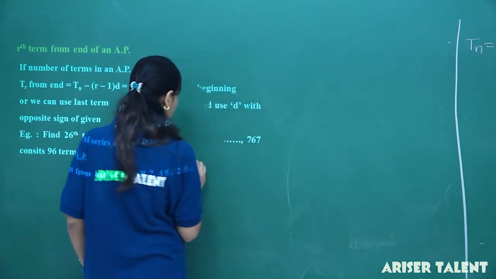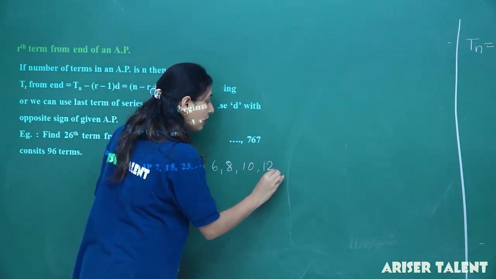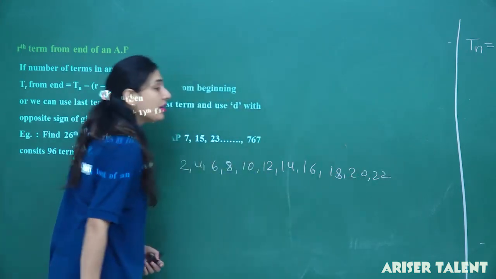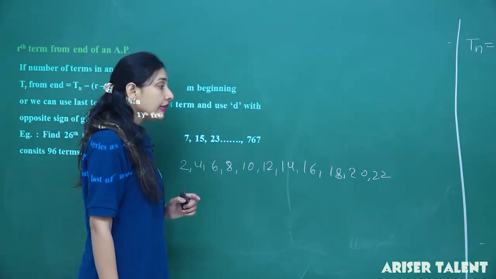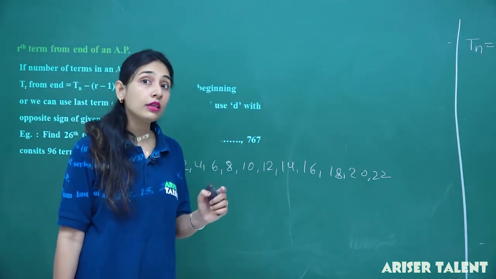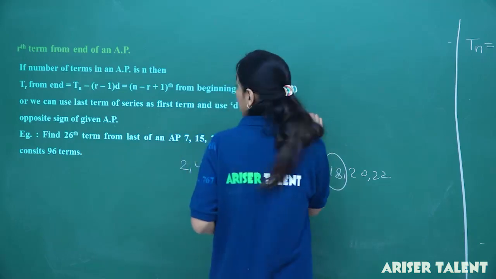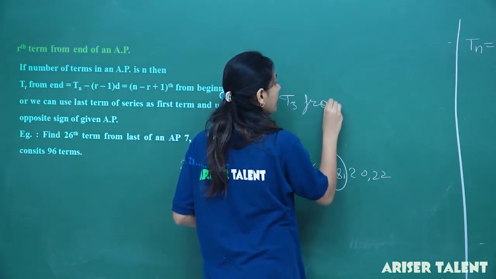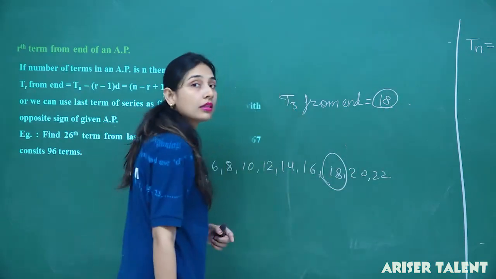Now if I am having an AP 2, 4, 6, 8, 10, 12, 14, 16, 18, 20, 22, now the common difference is what? The positive 2 is the common difference here. Now I am talking about the third term from the end. The third term from the end is equal to what? 18. So T3 from the end is equal to 18 in this case, isn't it?